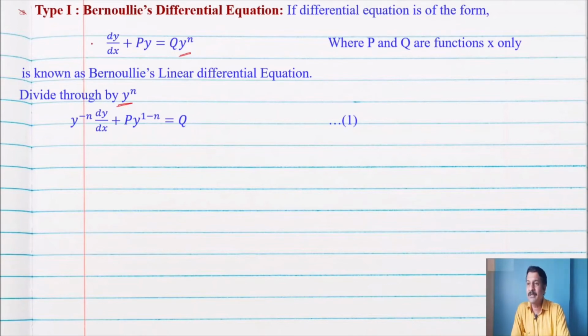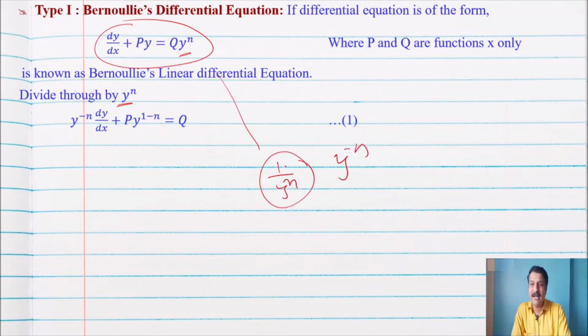So here if we divide by y raised to n, I am getting 1 upon y raised to n. The same thing I can write as y raised to minus n. So y raised to minus n dy by dx plus p, and here I am getting y upon y raised to n, meaning what is the power of y? It is y raised to 1 minus n equal to q.